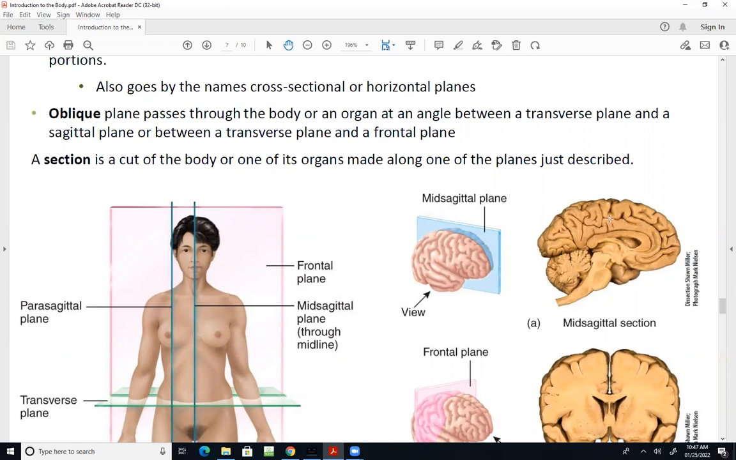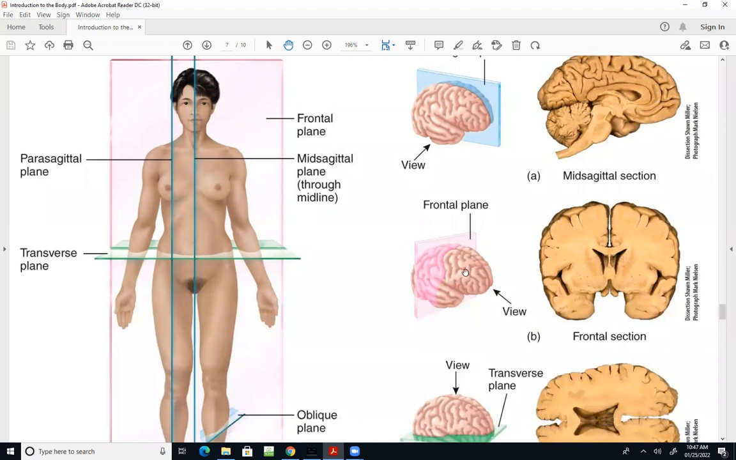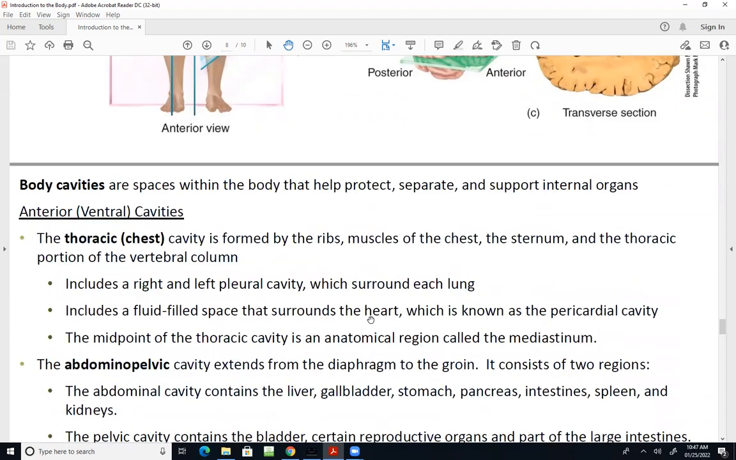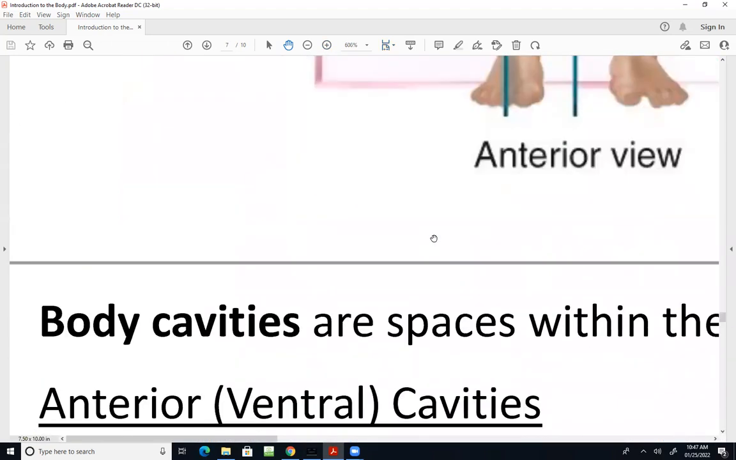If you were to cut the brain in half from front to back, you'd be performing what's called a mid-sagittal section. If you cut the front of the brain off and look at the interior of it, you'd be performing a frontal section. And if you cut the top of the brain off and look down into it, you'd have performed a transverse section. So it's pretty cool. And as you can see, the word section is why we call cuts of the body a dissection. So if you ever wondered where that term comes from, now you know.